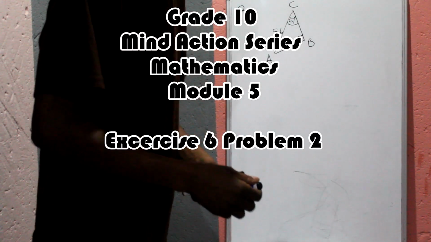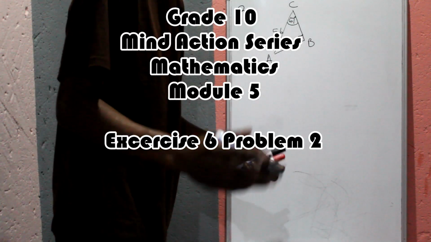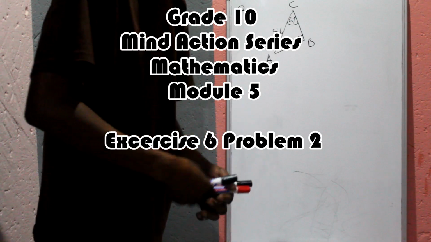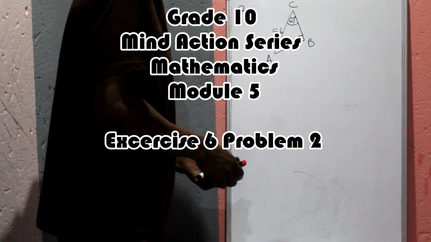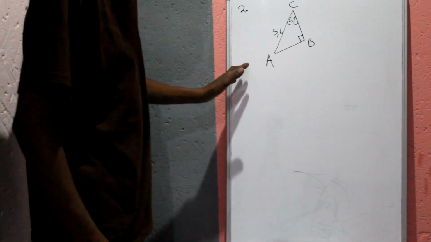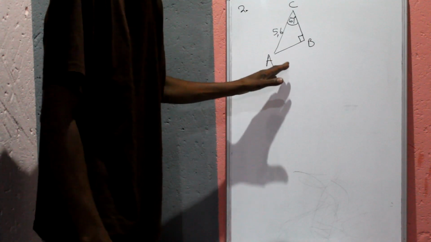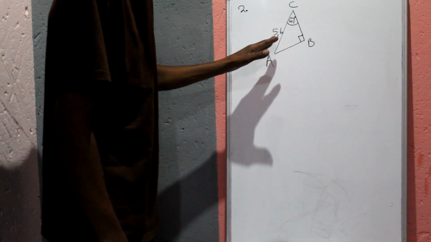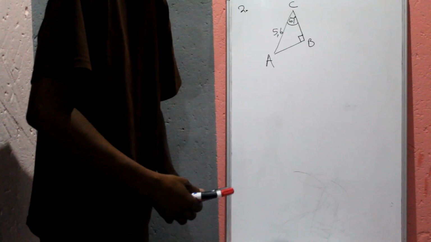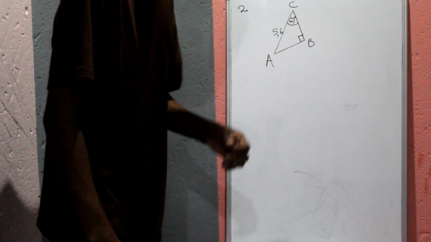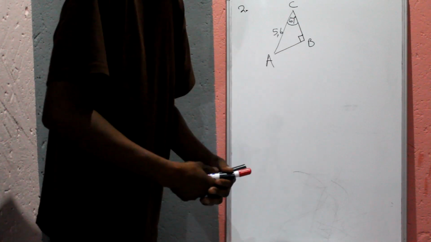Problem number 2 on the same trigonometric ratios, module 5, exercise 6. In this case, we're given a triangle ABC. It is a right angle triangle. We're given the hypotenuse to be 5.6, and there's an angle at C of 67 degrees.